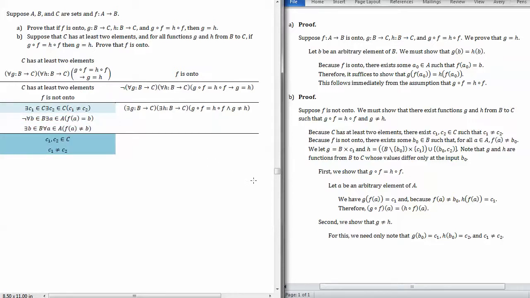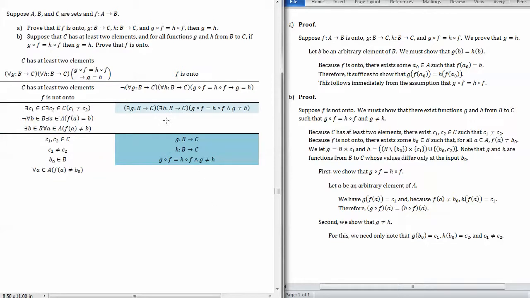Existential instantiation gives us the C1 and C2 in C, which are different from one another. And existential instantiation gives us a B naught in B. Okay, so there's the three elements we were working with, C1, C2, and B naught. And we're going to have to use those to cook up a G and an H. Okay, and so it's a little strange. I haven't said what G and H are.